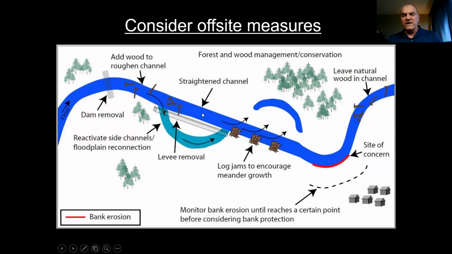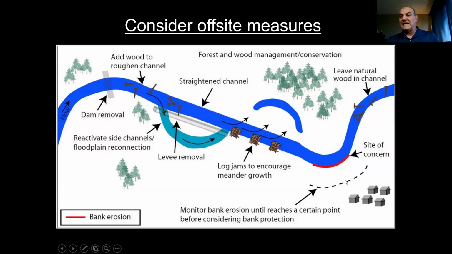So along straightened channels, we can add wood to roughen and reduce the flow velocities and sediment transport. You can have log jams to encourage meander growth. Again, the area of concern here would be this eroding bank in red. So, what are some things we could do upstream to reduce erosive forces? Removing levees here that might be blocking side channels, the old meanders that were cut off during the straightening, for example.